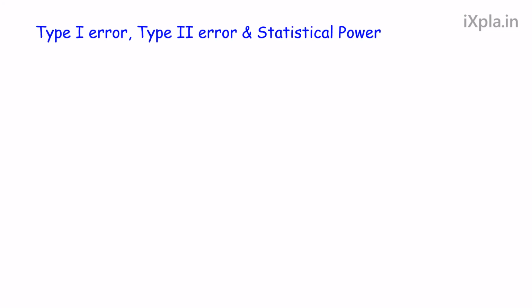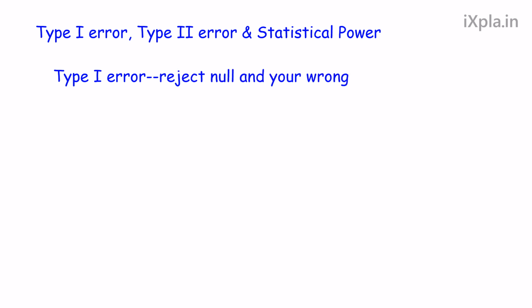In this video, we're going to talk about three very important terms for hypothesis testing: type 1 error, type 2 error, and statistical power. First, I'm going to give you some simple definitions for these terms. A type 1 error occurs when you reject the null hypothesis incorrectly, or you reject the null and you're wrong. Again, error is in the title of the term, so you have to know that what you're doing is wrong.